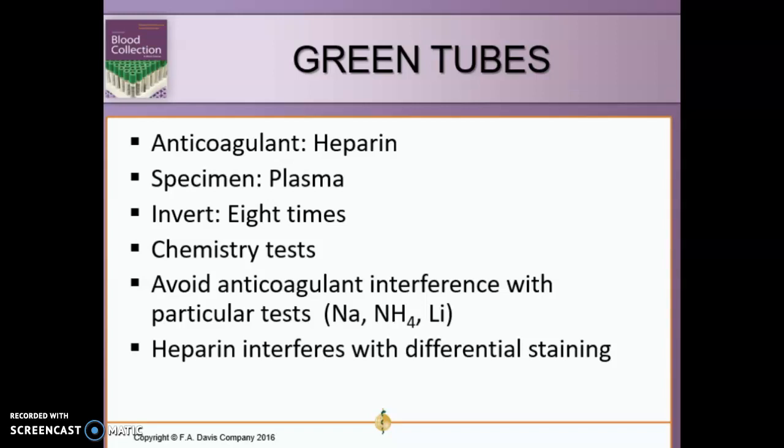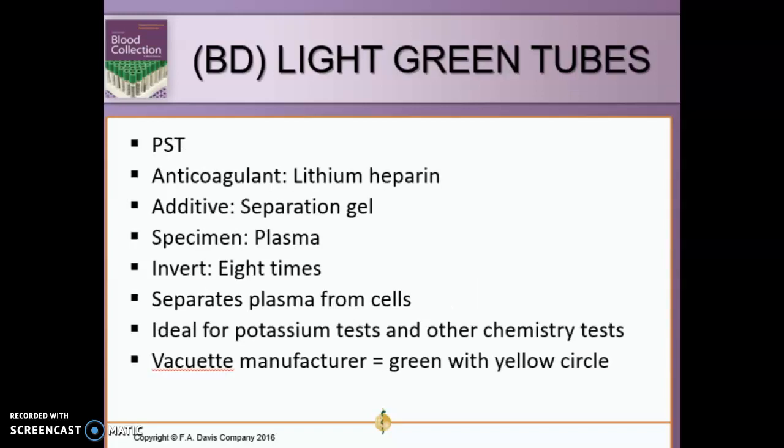Heparin prevents clotting by inhibiting thrombin in the coagulation cascade, so it stops that thrombin. So one important thing we need to know about the green tube is it does have the heparin, and that's the anticoagulant that stops or inhibits that thrombin.